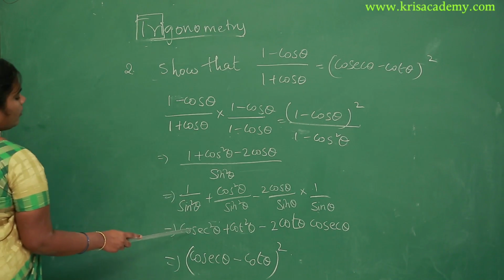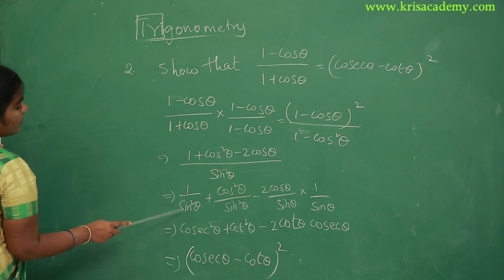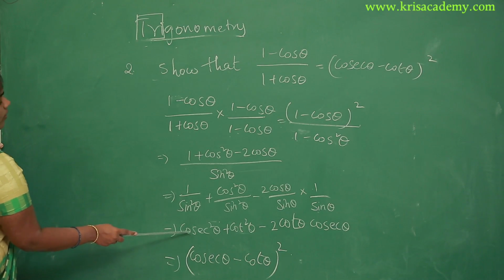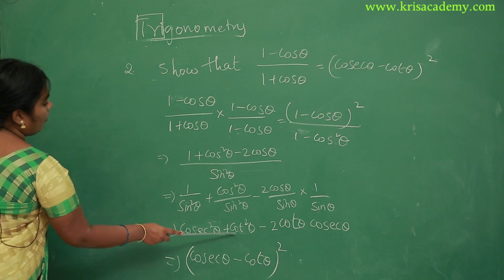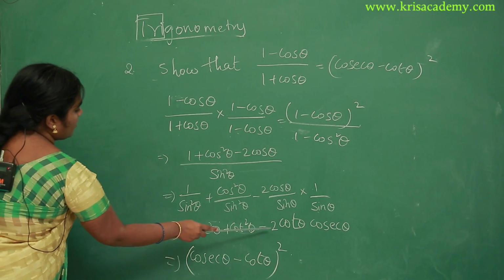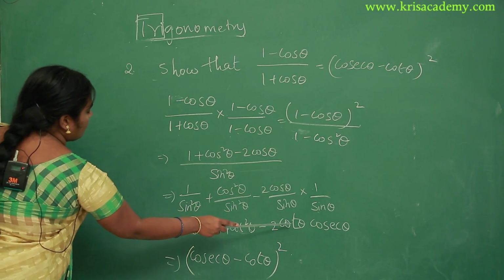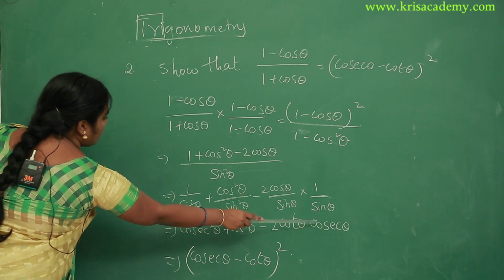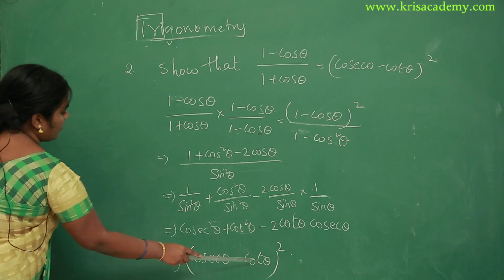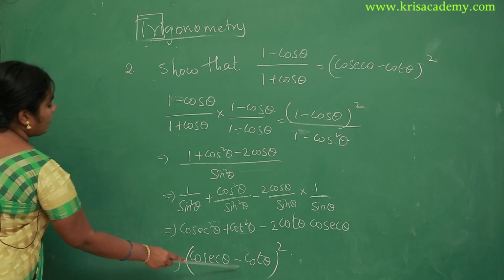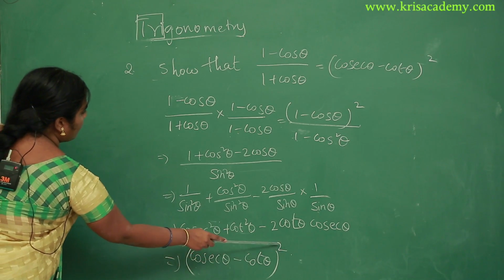Sin is a reciprocal of cosecant. So 1 by sin square theta we write as cosecant square theta. Cos square by sin square is cot square theta, minus 2 into cos by sin is cot, 1 by sin is cosecant. So this all represents (a minus b) whole square. So (cosecant theta minus cot theta) whole square.